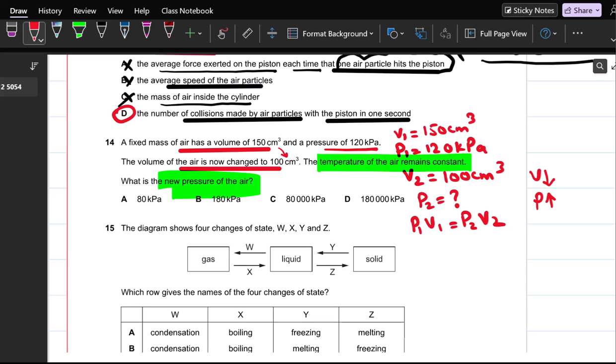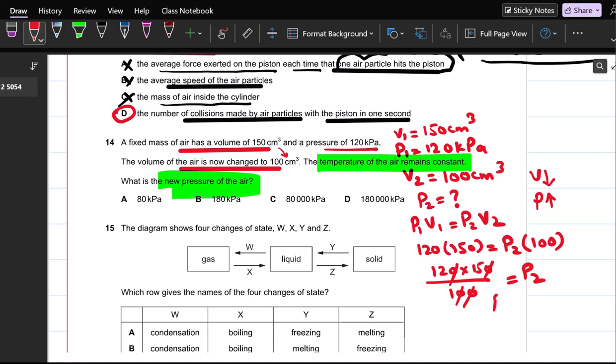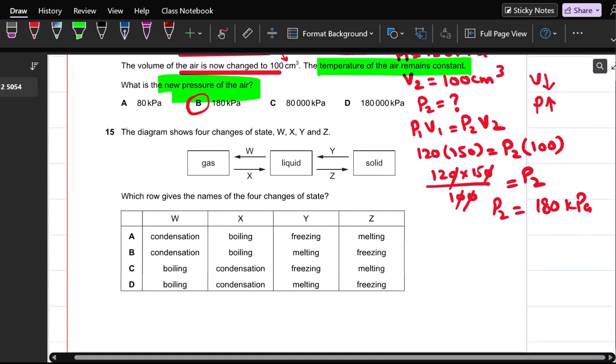So substitute the values. जो हमारे पास प्रेशर 1 है दैट इज 120 किलो पास्कल और जो V1 है वो 150 है, which is equal to P2, जो हमें फाइंड करना है, times volume 2 which is 100. तो 100 दूसरी तरफ जाके डिवाइड हो जाएगा, 150 divided by 100 which is equal to P2. So this zero cancels with this zero, so P2 is equal to 12 times 15. It comes out to 180 kilopascal. So B is the option for this question.